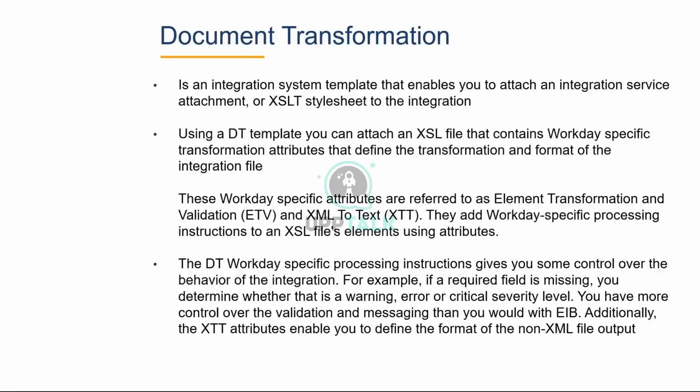What is document transformation? It is an integration system that enables you to attach an integration service attachment or XSLT style sheet to the integration. Using a document template, you can attach an XSLT file that contains all these specific transformation attributes that define the transformation and format of the integration file. Depending on the requirement of the recipient of your data, you can configure your XSLT accordingly.